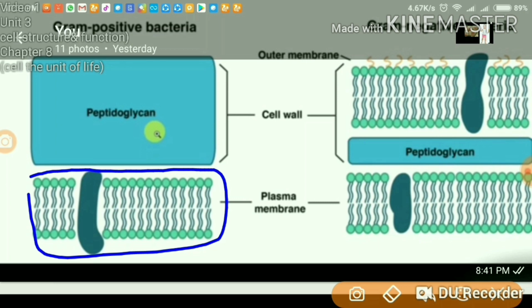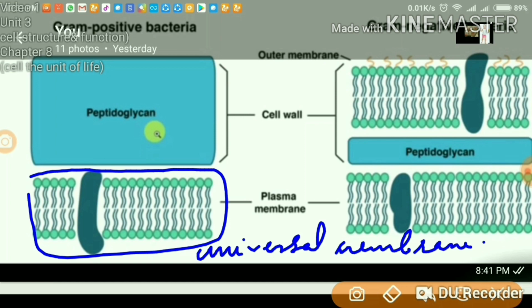Why? Because its structure does not change irrespective of the type of cell. Always its structure will be the same. Whatever the cell, whatever the organism, the plasma membrane is formed of lipid and protein. There is no change at all. So we can call it a universal membrane.